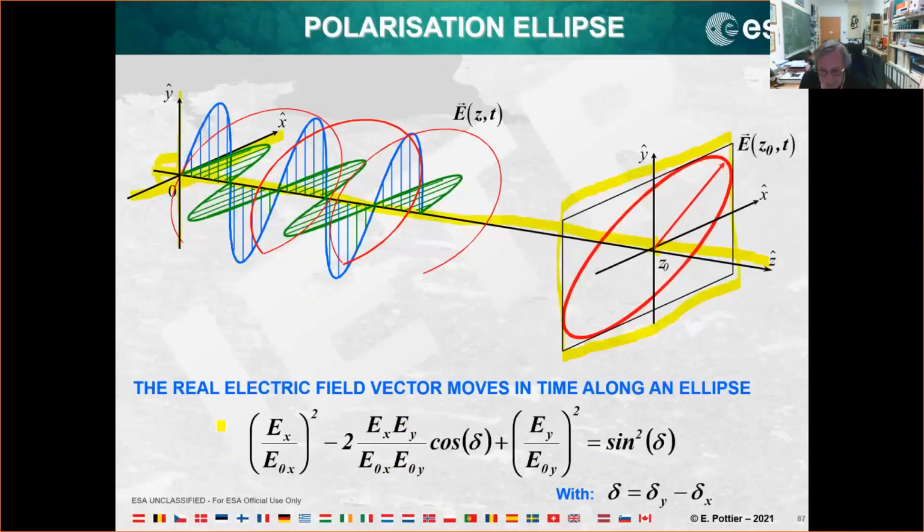And you can see that here you have no more the phasor. You have the components along the x-axis, the magnitude along the x-axis. You have the components along the y-axis, the magnitude along the y-axis. And you have delta, which is the difference between the phases. And you have no more the phasor omega t minus kz. Okay, so it is like that I can construct the ellipse equation. Okay?